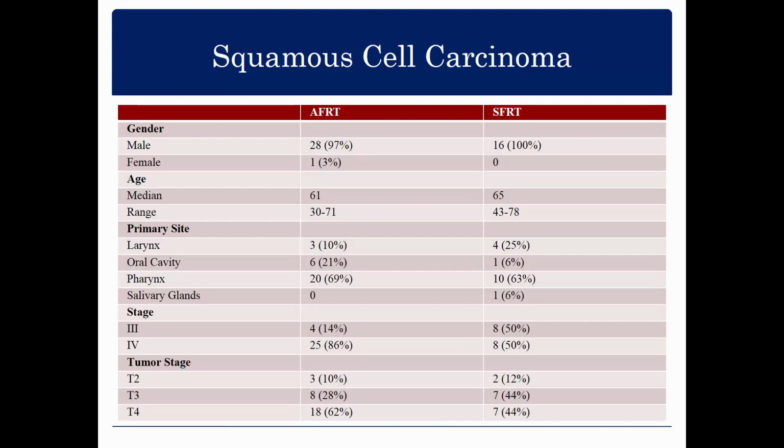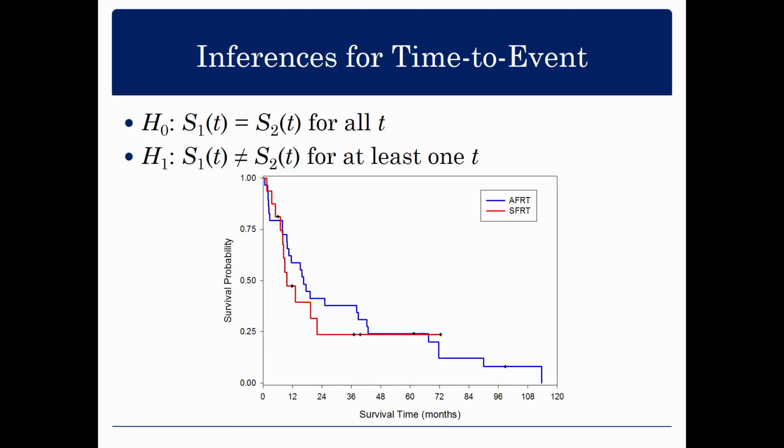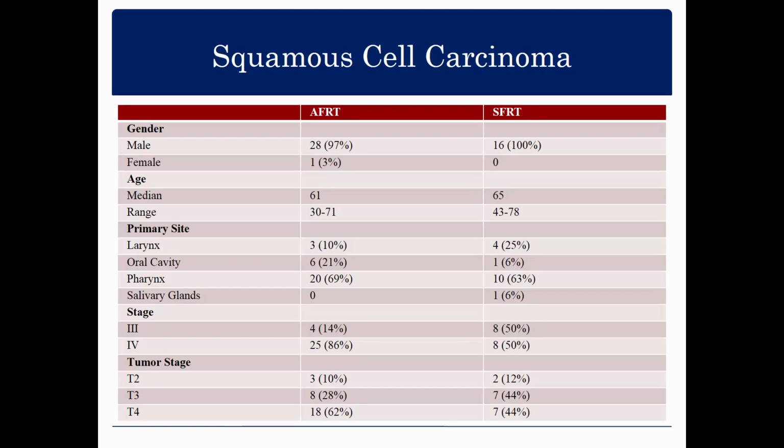The table to describe this study is given here. I've got the accelerated group on the left and the standard group on the right. It's important that we describe all of the different factors that could play a role in how a patient responds to treatment. So gender, age, the primary site of the tumor, the stage of disease, and the stage of the tumor are all described here. One important thing to notice is the stage of disease for those who received accelerated versus those who received standard therapy.